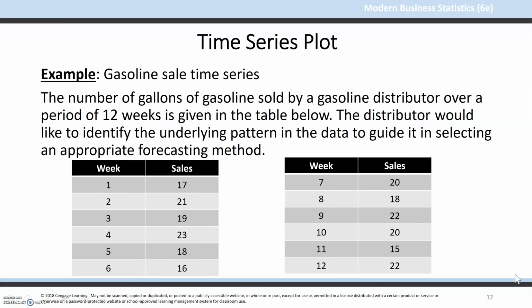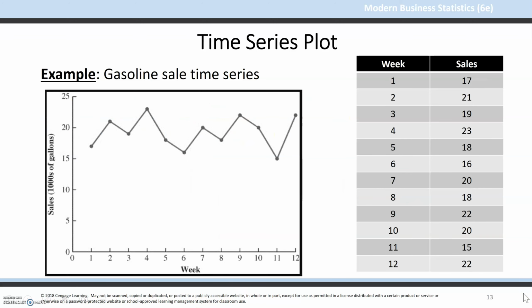Okay. And here's one of the first examples, and we're going to use this one for a few different methods coming up in just a little bit. The number of gallons of gasoline sold by a gasoline distributor over a 12-week period is given in the table below. The distributor would like to identify the underlying pattern of the data to guide it in selecting the appropriate forecasting methods. So week 1, they had 17, week 2, 21, and so on and so forth. The first thing we need to do is plot this on a time series plot, and that's what we have here.